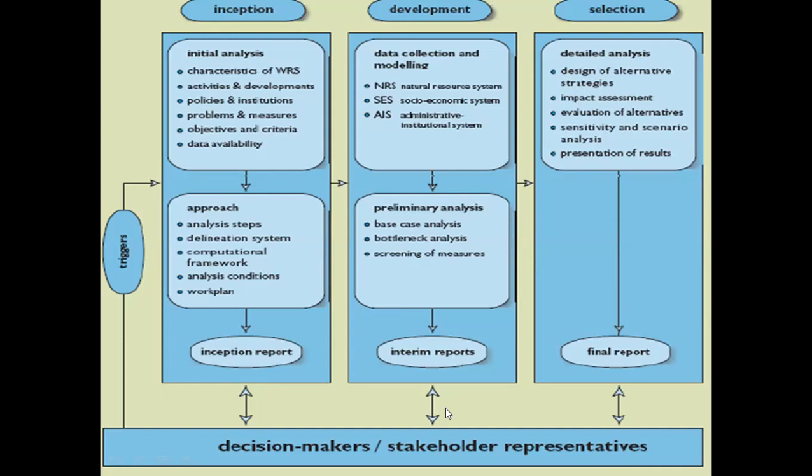So basically there are three reports: the inception report, the interim report, and the final report. All these three reports are studied properly by the decision makers, and if there are any problems, it triggers back to the first phase. So again, inception, development, selection. So this is the cycle. All the parameters are discussed by the decision makers and the stakeholder representatives.